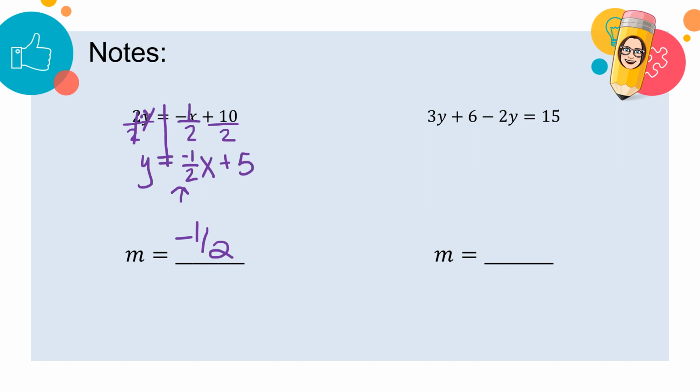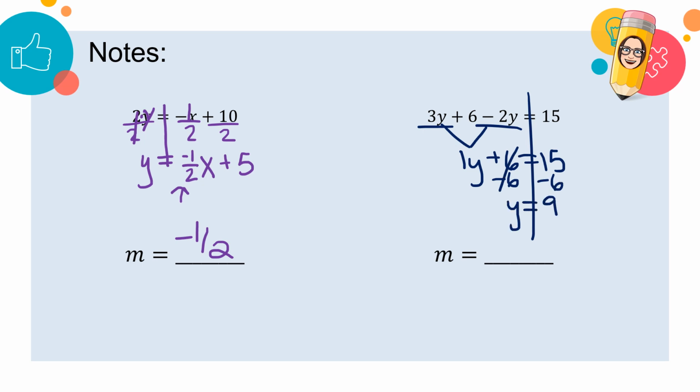Let's take a look at this one. I see I have some simplifying to do. First of all, I need to combine like terms. 3 y's subtract 2 y's leave me with 1 y. The plus 6 and 15 fall down. Well, let's kick the 6 over. Instead of plus 6, let's minus 6. That gets me to 9.